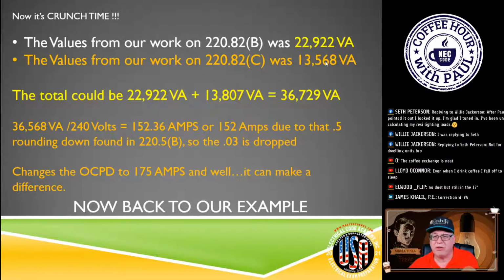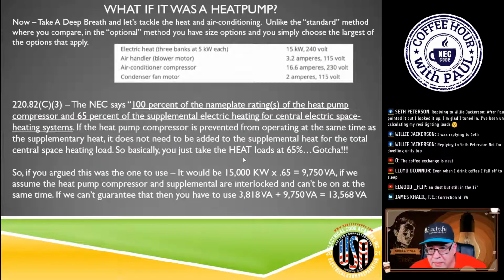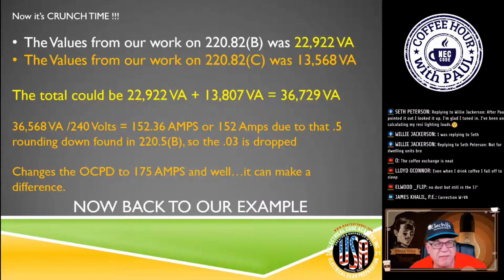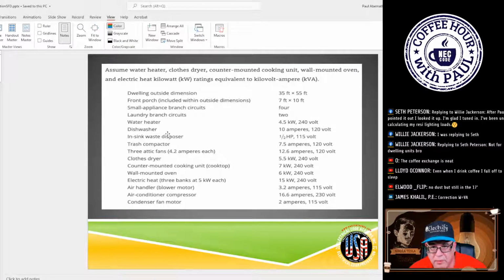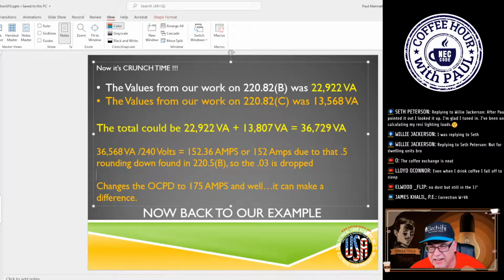If we were to do that using that, it would be 22,922 plus 13,807, right? And actually, that's not correct. Hold on. Bear with me. Let me see how do I... wait a minute. I'm going to fix this on the fly because obviously it is not correct.